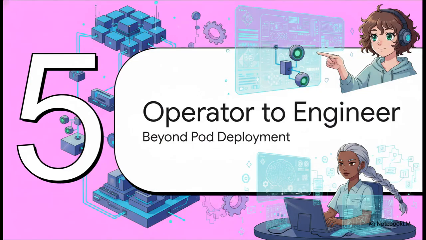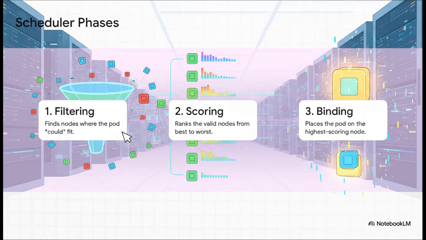So when you pull all these incidents together, you start to see that a real shift in thinking is necessary. It's about moving from being just a Kubernetes operator to becoming a Kubernetes engineer. It's about thinking way beyond just, let me deploy this pod. And to make that shift, you have to realize the scheduler isn't some magic black box. It has a really clear three-step process.